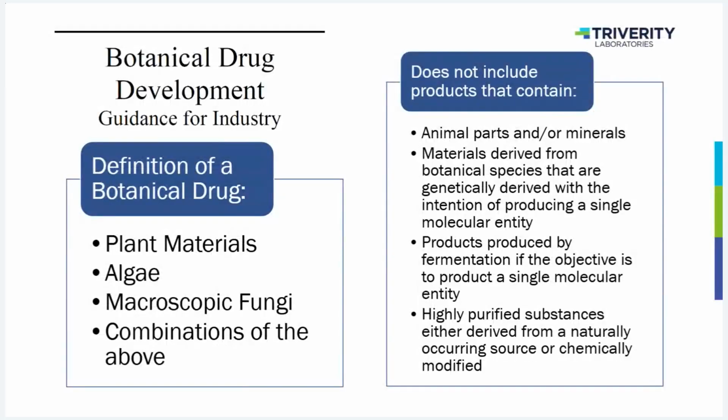So botanical drug development, there's a guidance from the FDA, Botanical Drug Development Guidance for Industry, that was published in December of 2016. They define a botanical drug as plant materials, algae, macroscopic fungi, or any combination of the three above. It doesn't include animal parts or minerals, materials derived from botanical species that are genetically derived with the single intention of producing a single molecular entity. I always have to read that exactly. Products produced from fermentation if the objective is to produce a single molecular entity, or highly purified substances, either derived from a naturally occurring source or chemically modified.